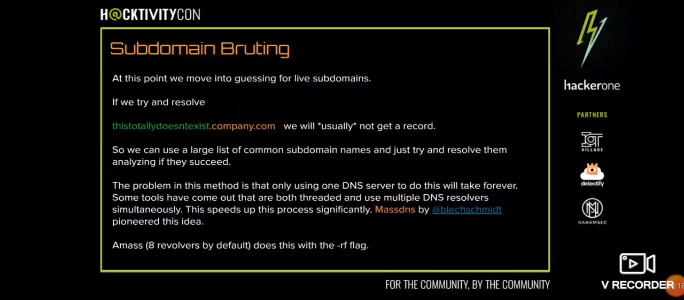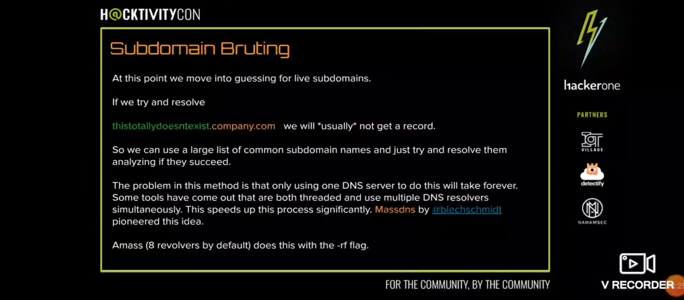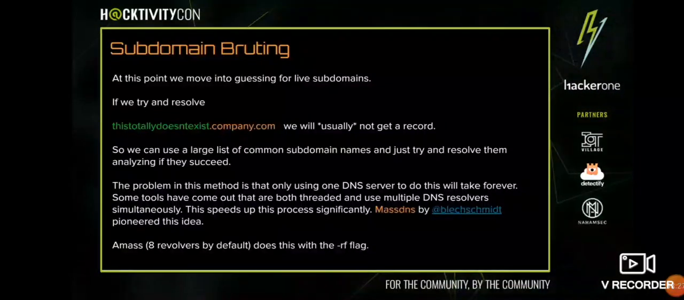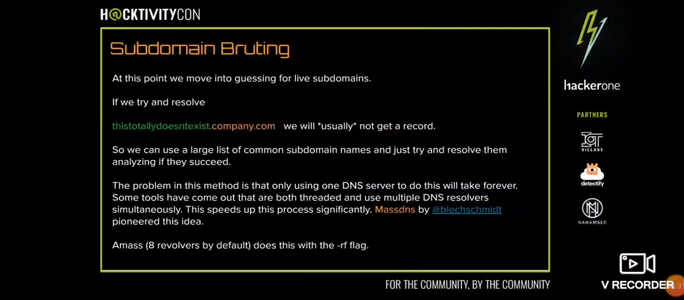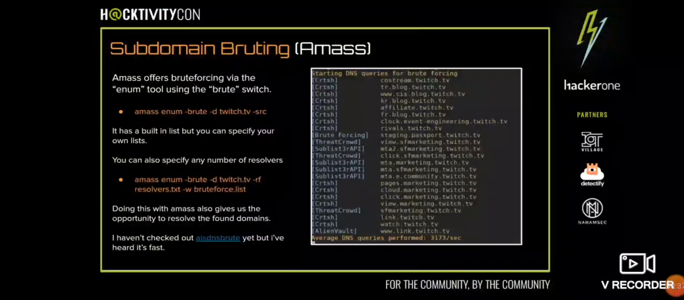I was using massdns for the longest time, and they pioneered the idea, but I now use Amass for this, and Amass already uses 8 resolvers by default, and you can go out and parse more resolvers for yourself that you trust, DNS resolvers, and add them to its list, and it'll dramatically increase the brute forcing speed of Amass.